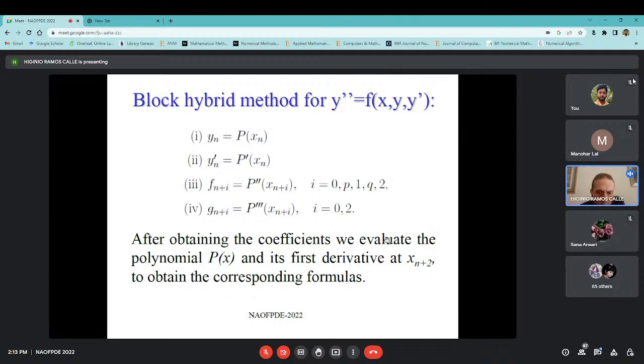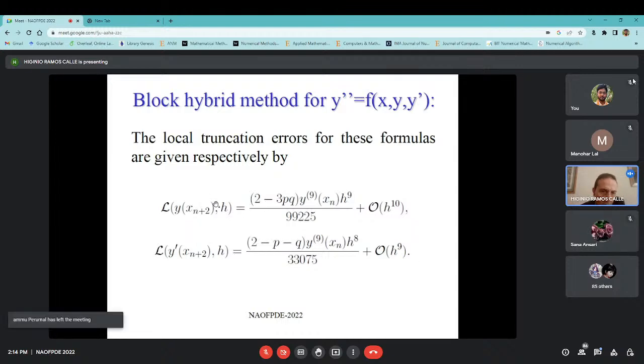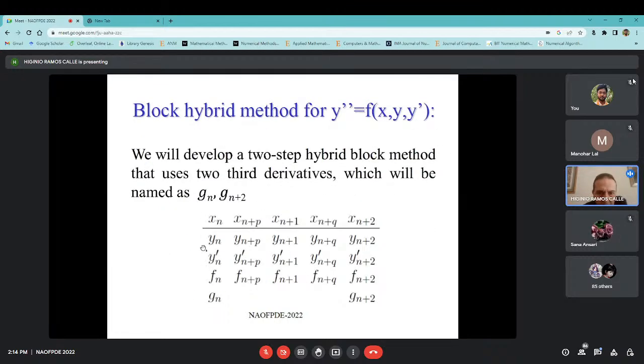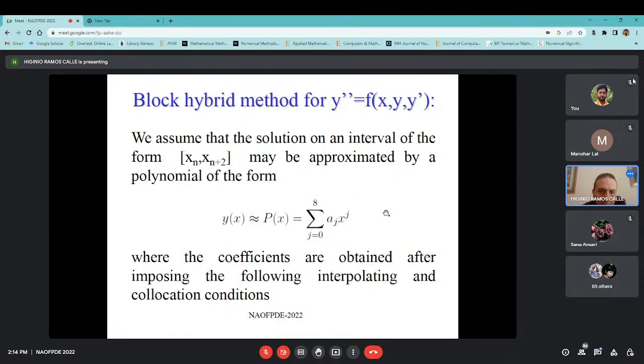Once we have obtained the coefficients of the polynomial, we evaluate the polynomial with these coefficients at the point xn plus 2, and we obtain the corresponding formula. We obtain also the formula for the first derivative of the polynomial, and we have two formulas. These two formulas are expressed in terms of the parameters, in this case p and q, which are the names corresponding to the parameters of the intermediate points.